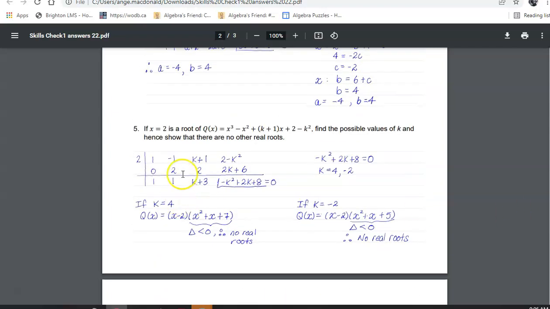I think with this one, you didn't have to do synthetic. You could have just subbed in. So if x equals 2 is a root, then again, I would want to see p of 2 equals 0. Write down what you are thinking. It's not just about the final answer.